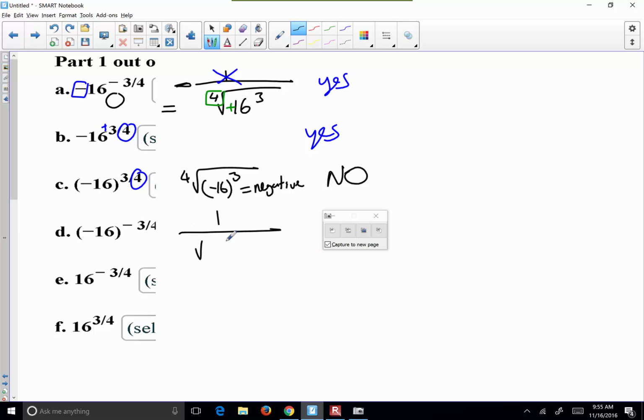Same deal for this one. This is 1 over fourth index negative 16 cube. I don't care if it's 1 over or not. Same reason. This thing is not computable.